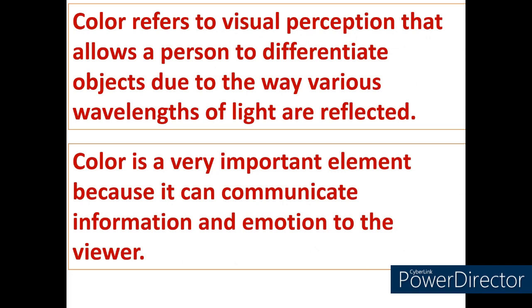The next one is color. It refers to a visual perception that allows a person to differentiate objects due to the way various wavelengths of light are reflected. Color is a very important element because it can communicate information and emotion to the viewer.